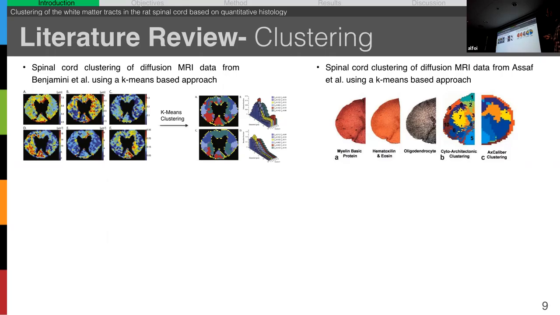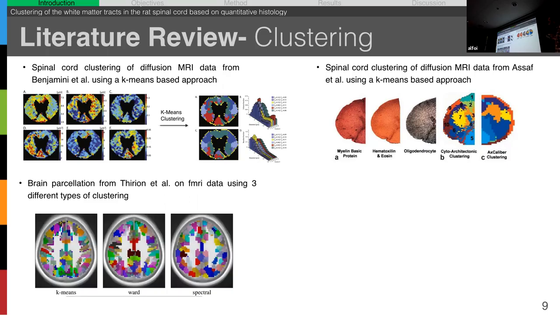So Benjamin et al., with diffusion MRI data, used k-means clustering on their data to try and just look at the clustering outputs. And Assaf et al. did the same thing on diffusion MRI data, but they also looked at histology, which is interesting. So they stained it with different stains, and then they compared the histological clustering to their diffusion data clustering. So you'll see that it's kind of messy all over the place, especially on the histology, which theoretically should be the ground truth, and which we should be able to have better understanding. And then the more prominent use of clustering, especially anatomically, is for brain clustering.